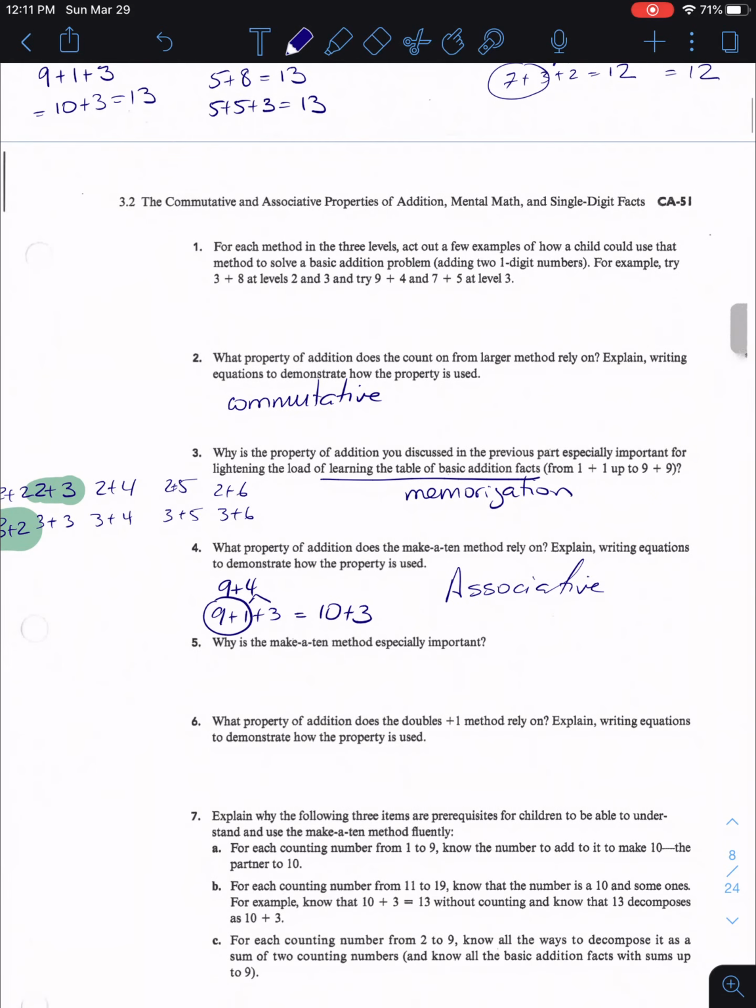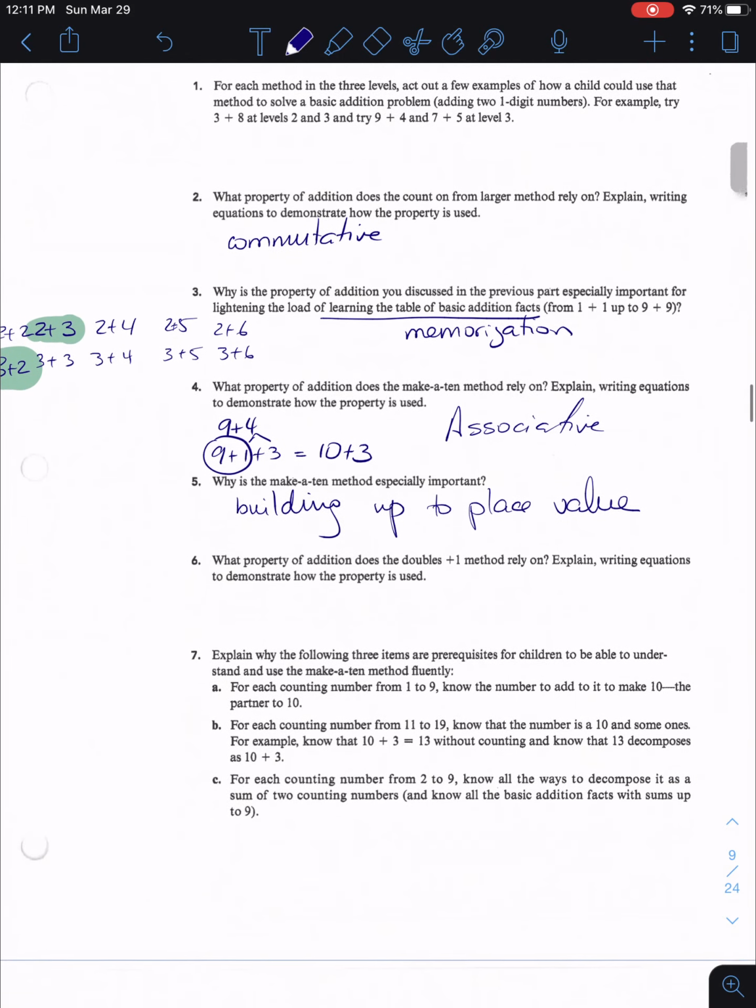Why is the make a 10 method especially important? It's especially important because we're building up to place value. And students need to have a very good understanding of grouping and place value in order to be able to work with our number system.